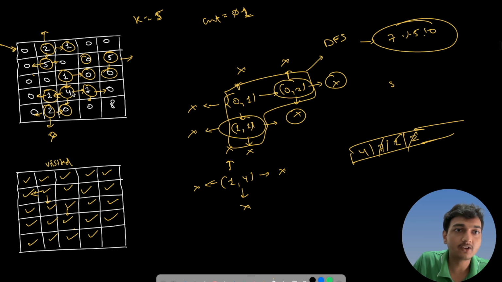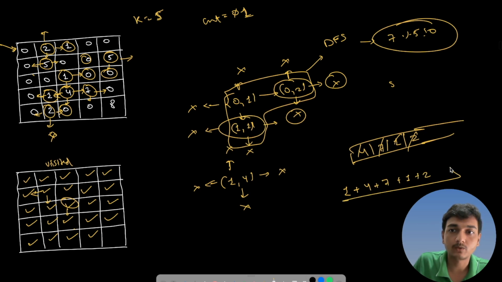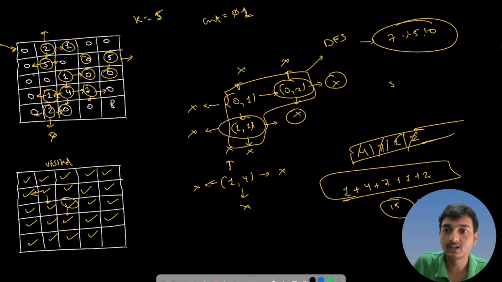Now I've explored the right, down, left. Let me try to explore up. 1 is already visited. Nothing to do. So I can pop this 4 as well. In this time, I was calculating the island sum as well. 1 plus 4 plus then 7, then 1, then 2. So what is the sum? 7, 8, 9, 10, 11, 15. So 15 is divisible by 5, right? So I will increment my counter to 2.